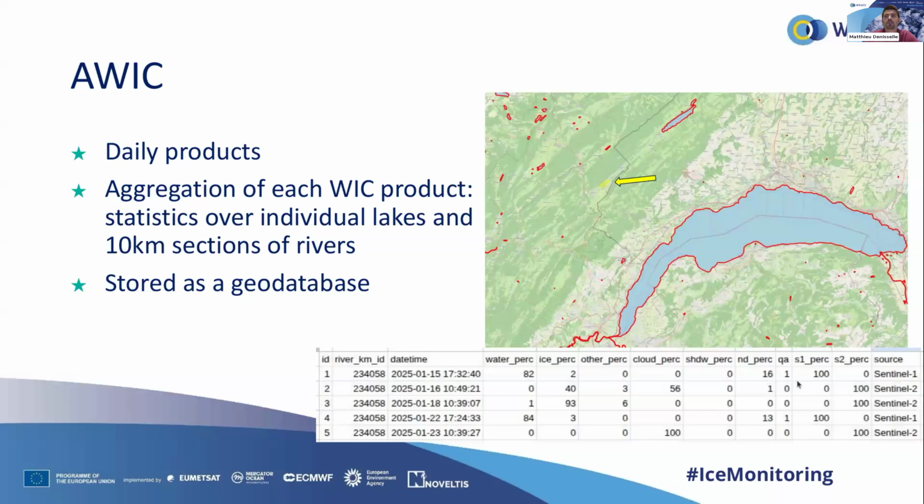If you take a look at the table on the image, you can see that for each acquisition, you can have the number of pixels. For example, if you take a look at the first line, on this observation, 82% of the lake was water, 2% was ice, etc. This one is stored as a geodatabase, and it's disseminated a bit differently from the others. I will show you later.